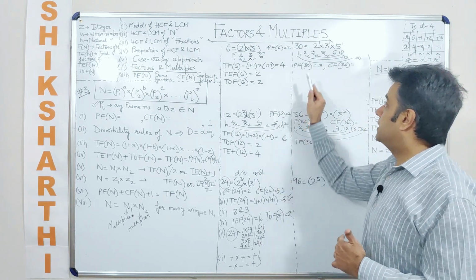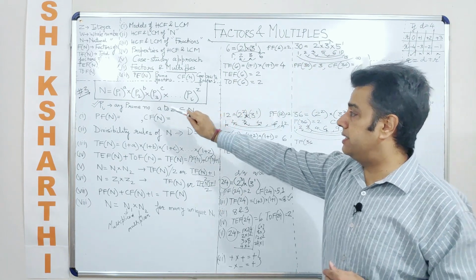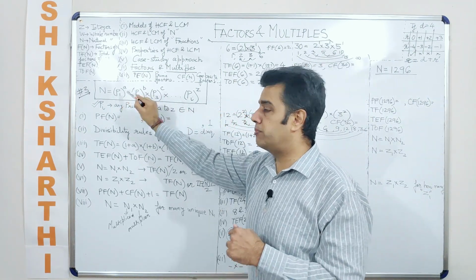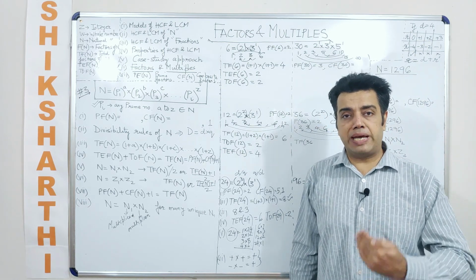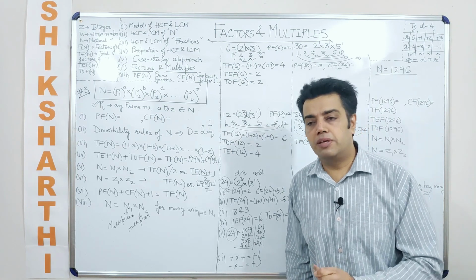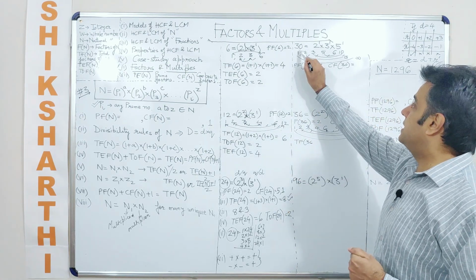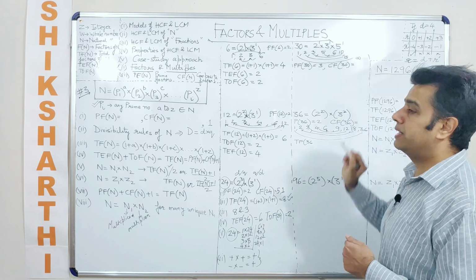So now, starting off with 30. If the given number is 30 and I have to write it as a product of its prime factors raised to their respective powers, then 30 can be written as 2 to the power 1 into 3 to the power 1 into 5 to the power 1.